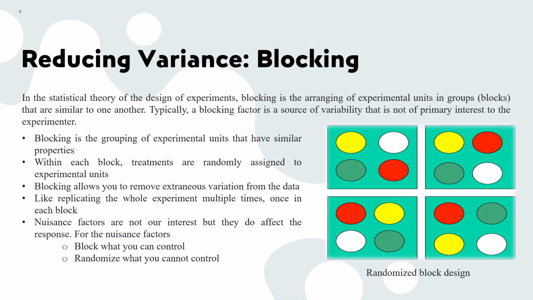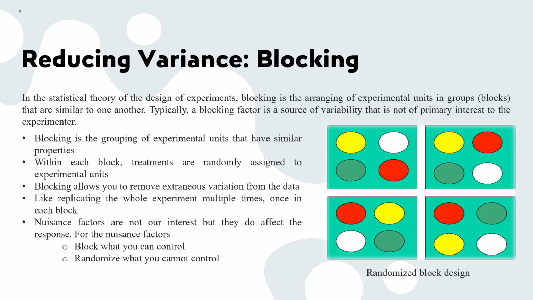In experiments, blocking is a technique where we group experimental units that are similar into blocks before applying treatments. Each block contains units that share some common characteristic, like environment, time, equipment, or operator. The idea is to control for a source of variation that is not our main focus, but that could still affect the results. This type of variable is called a nuisance factor.